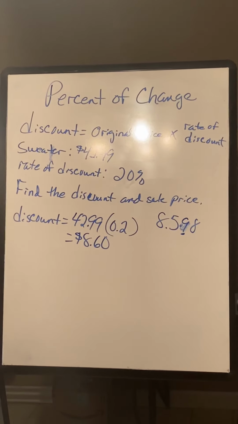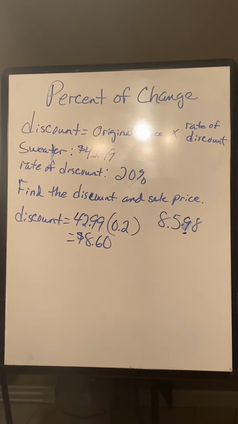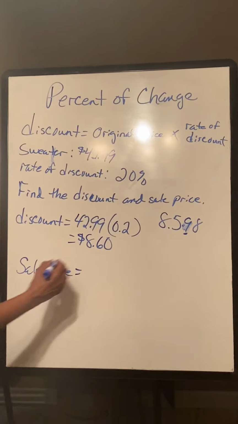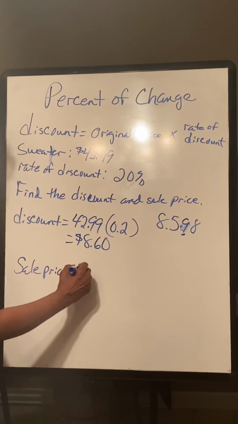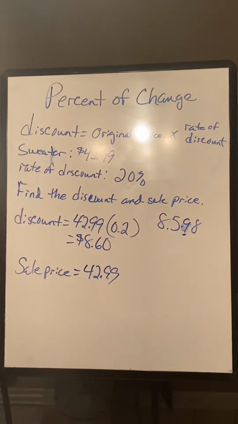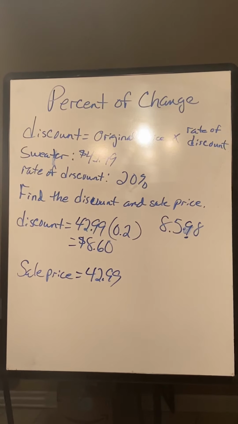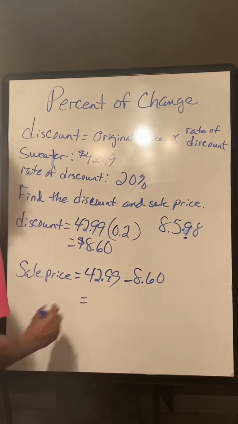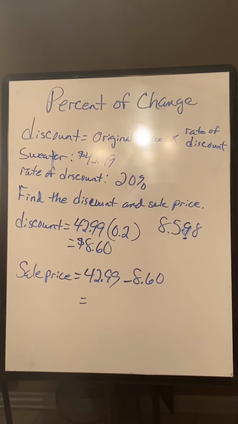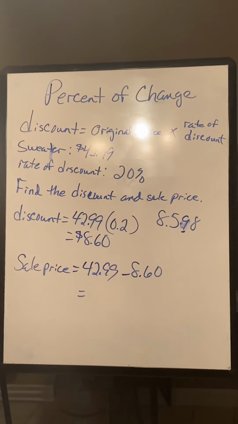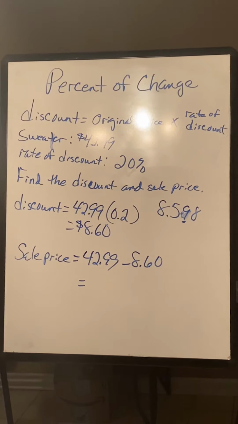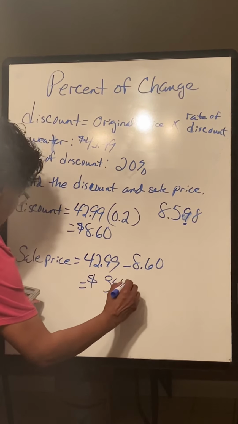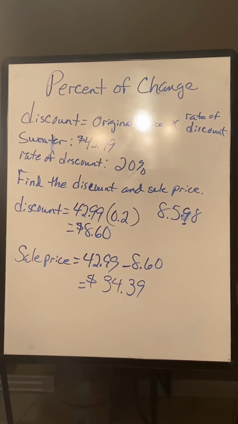Now, what are they going to do at the store with that $8.60? To get my sale price, they will take the original price, which is $42.99, and they're going to subtract the $8.60 from that, okay? So we'll take the $42.99 and subtract the $8.60. And the cost of that item for me will be $34.39.